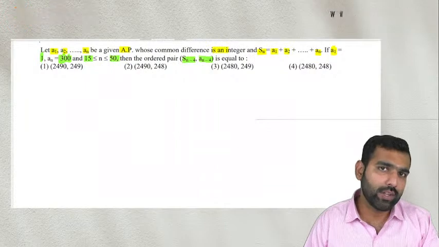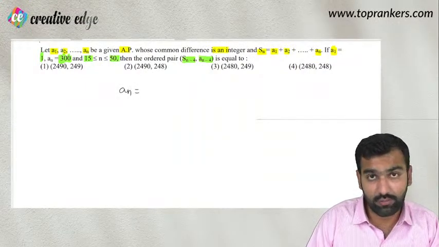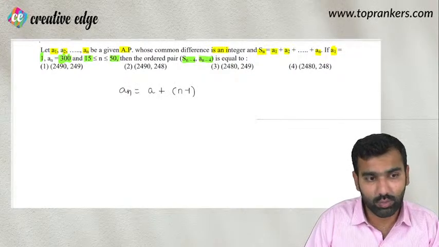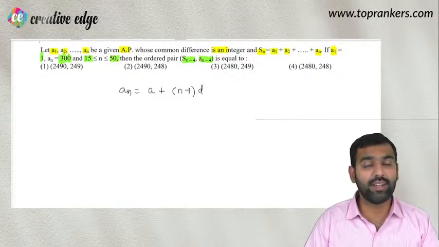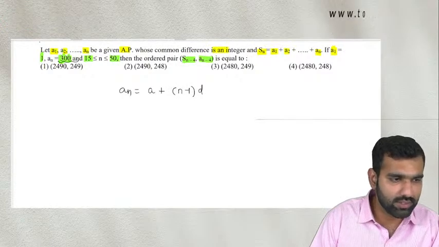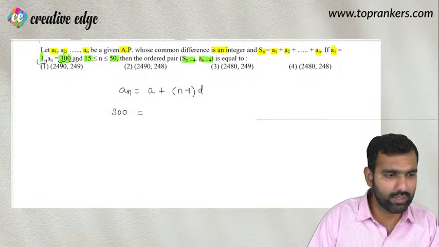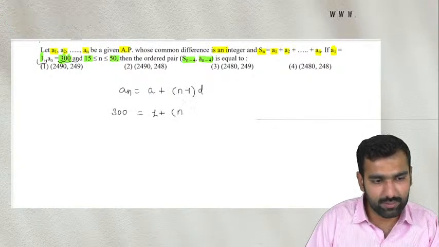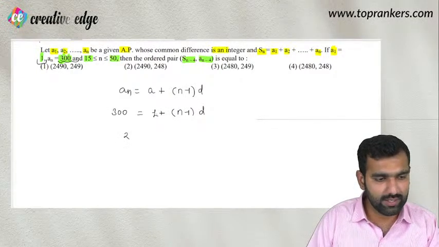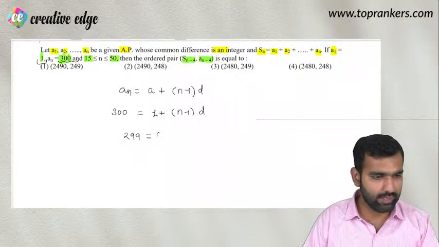I would tell you that you should use this formula. I hope you know the nth term of an AP is given by first term plus (number of terms minus 1) into common difference. This is how you write the nth term of an AP. When you use this formula, this 300 is the nth term, first term is given to us which is 1, so I'll use this one here, plus (n minus 1) into d, that's what I don't know. Now 300 minus 1, that is 299, is equal to (n minus 1) into d.